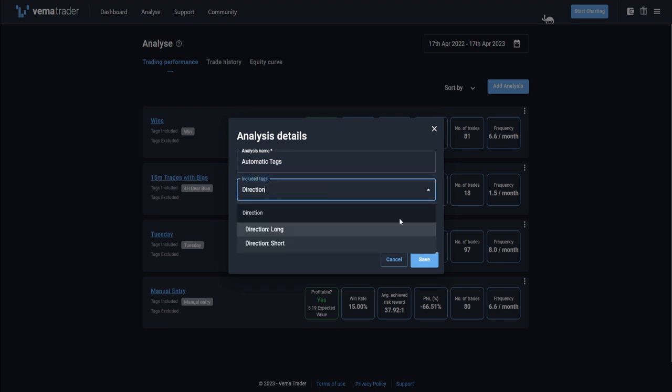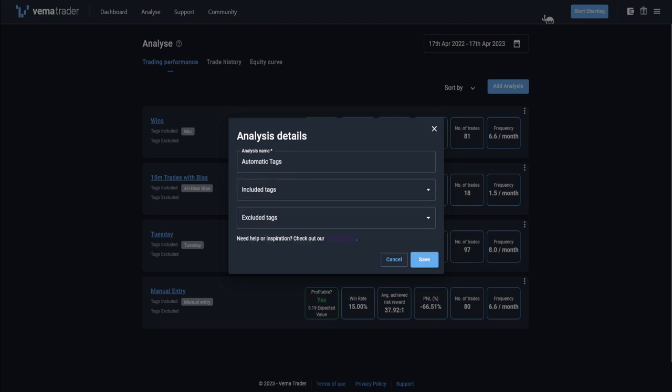Next up, we have direction, right? Was your trade long or was it short? So it's really good, especially in different market conditions. Currently, we're in a bear market, to see how you're performing when you're going long versus how you are performing when you are going short.